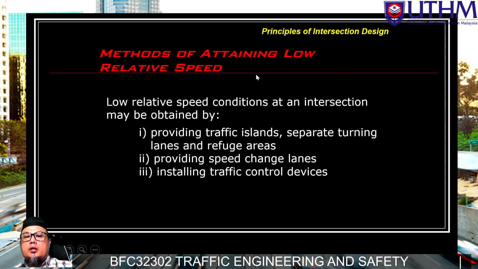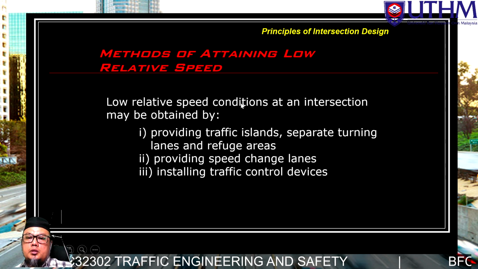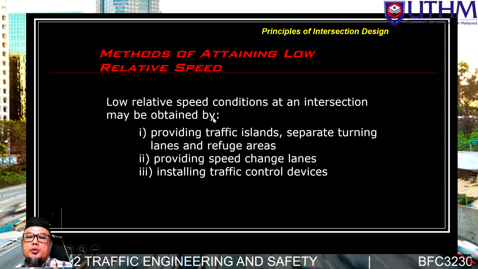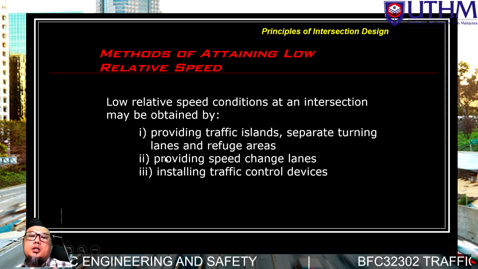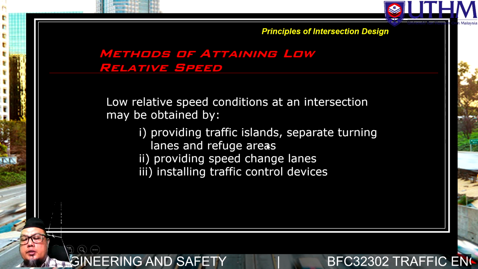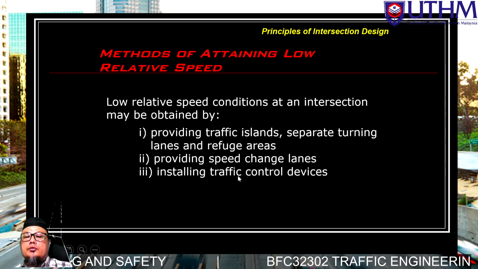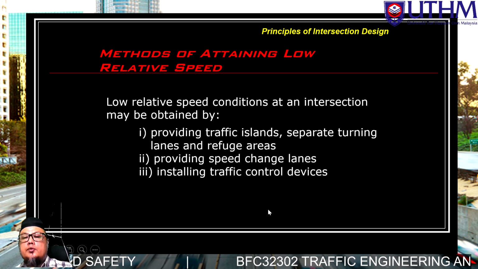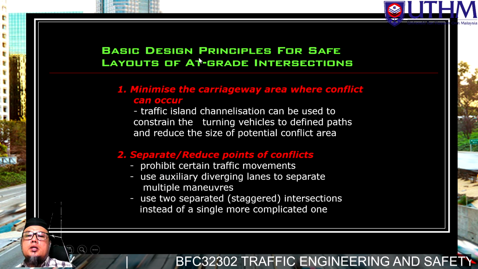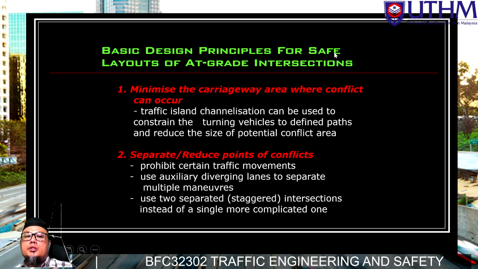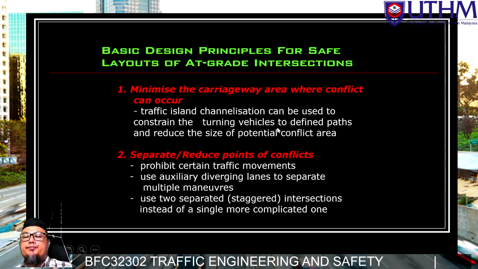Okay, next, methods of attaining low relative speed. Low relative speed conditions at an intersection may be obtained by providing traffic islands, separate turning lanes, and refuge areas, providing speed change lanes, and installing traffic control devices for particular approaches. Okay, basic design principles for a safe layout at grade intersections.